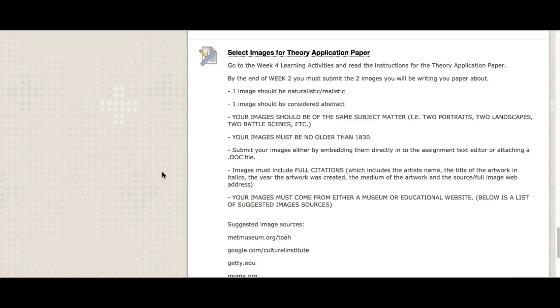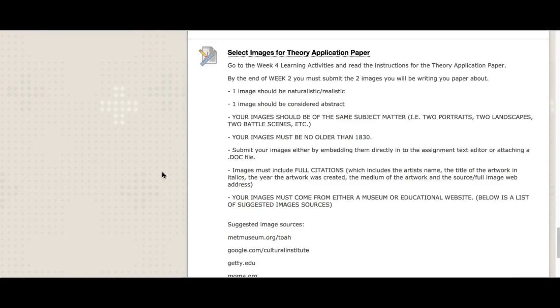You're going to submit your images either by embedding them directly into the assignment text editor or attaching a doc file, or a PDF is fine as well. So include the full citations for these images. So I want the artist's name, title of artwork in italics, the year the artwork was created, the medium, and the source. And this is to make sure that you've got all that information where it needs to be before you start writing your paper.